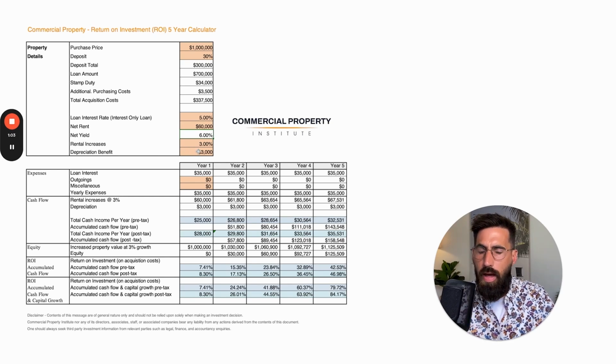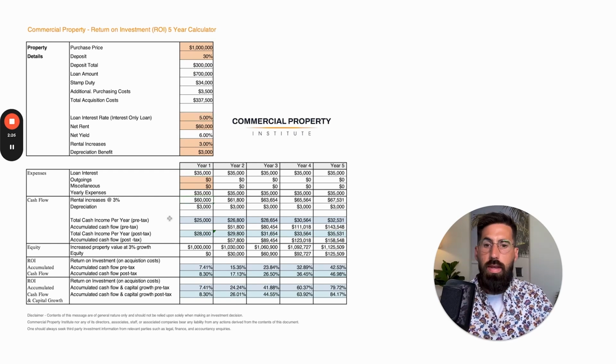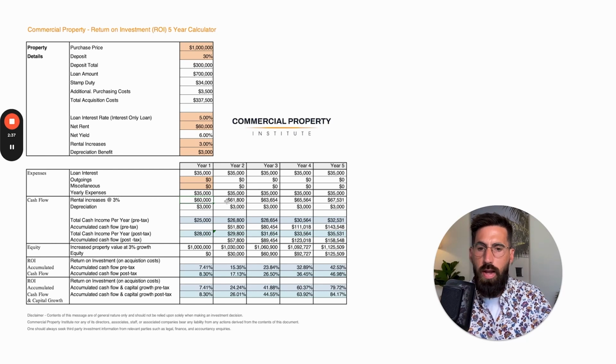So let's have a look at how the spreadsheet actually works. On a $700,000 debt, you can actually see you're going to have a loan interest of $35,000 per year at a 5% interest rate. Now let's have a look at what rent we get. So we get $60,000 per year if it's a net lease on this $1 million property, and we're allowed for 3% rental increases, which is quite conservative. So you can see each year it's increasing a little bit. At the end of 5 years, we're at $67,000 a year income from the tenant.